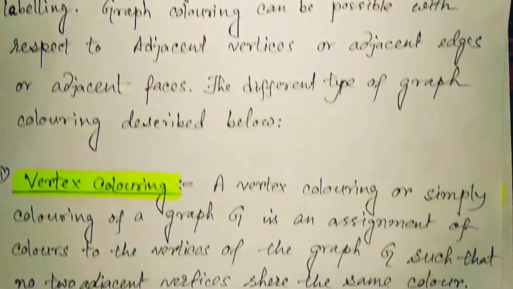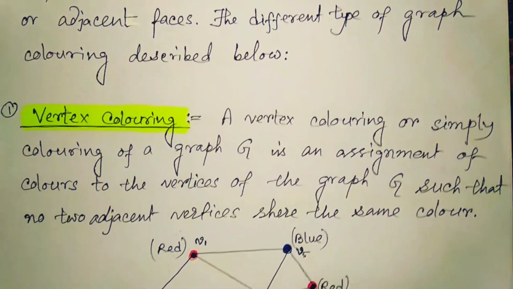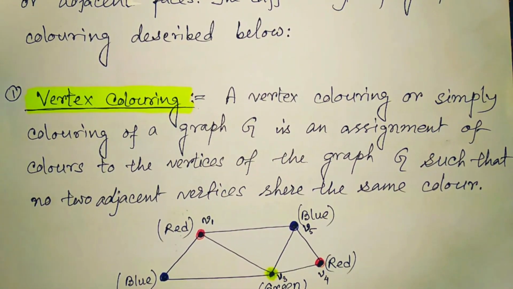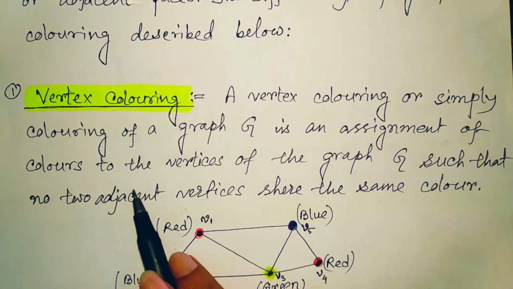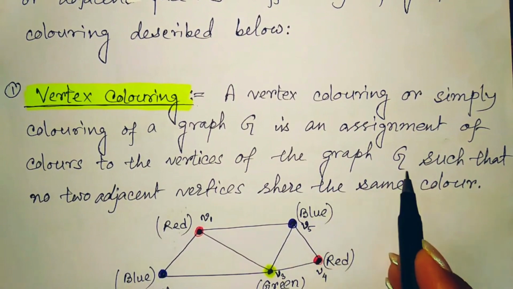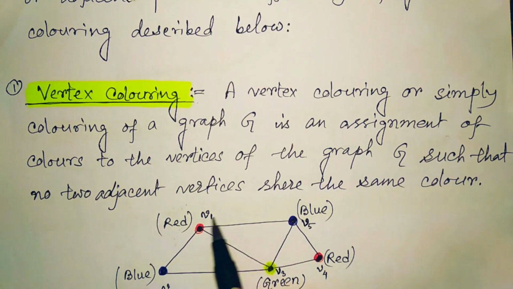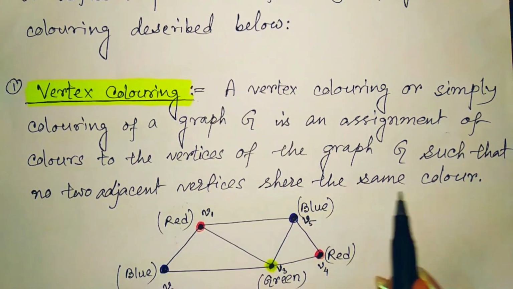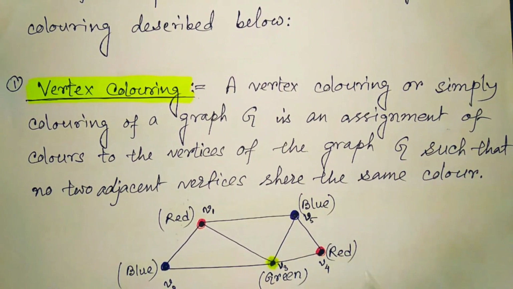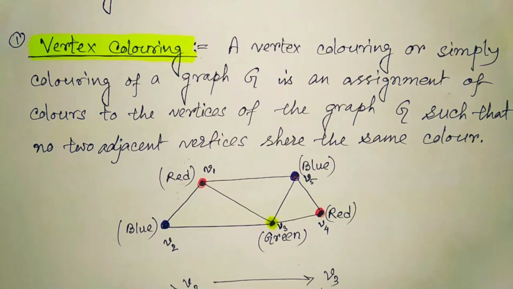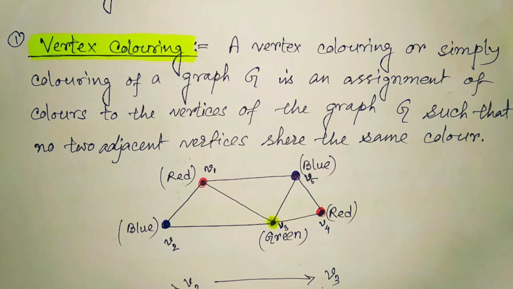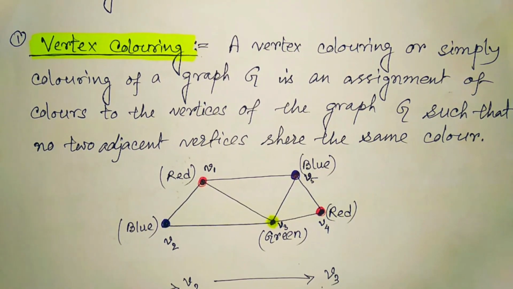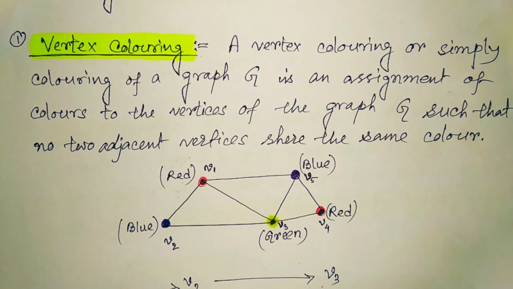So the first one is vertex coloring. What is vertex coloring? A vertex coloring, or simply coloring, of a graph G is an assignment of colors to the vertices of the graph G such that no two adjacent vertices share the same color. Just remember, we are going to color the graph vertices in such a manner that no two adjacent vertices have the same color.